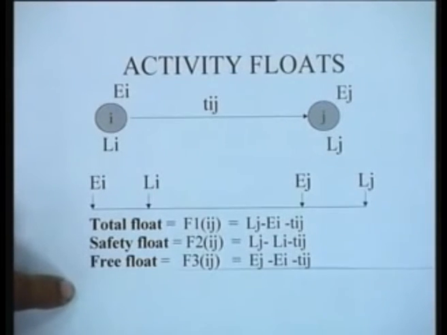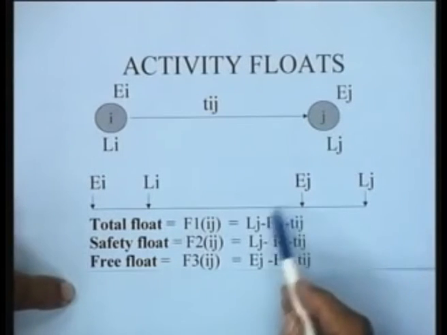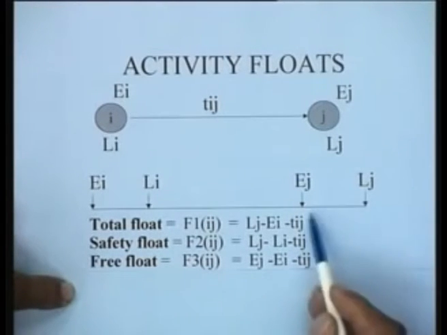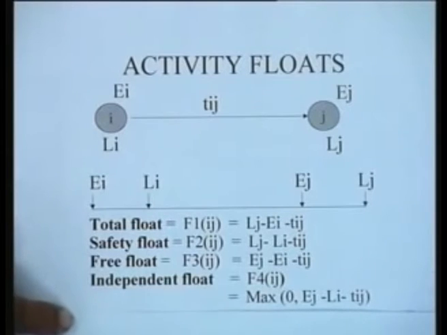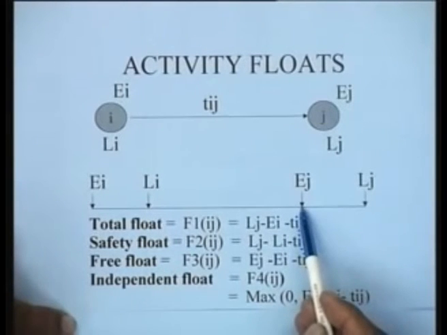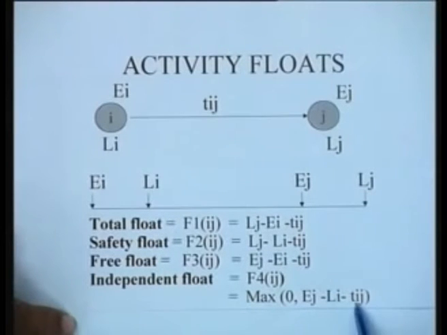The third kind of float, which is the free float for the activity, is defined as Ej minus Ei minus Tij. So, what it really assumes is that you are trying to depart from here after completing this activity as early as possible. So, you are not eating into the floats of the succeeding activities, and moreover you have reached here as early as possible. That is the physical significance. And the independent float is the worst case situation, where you are assuming that you are reaching here late and you want to depart here early. So, the time available is only Ej minus Li minus Tij for doing the activity.